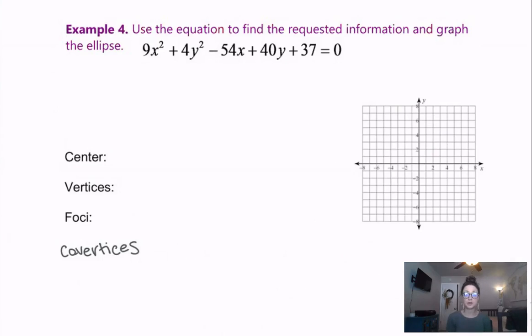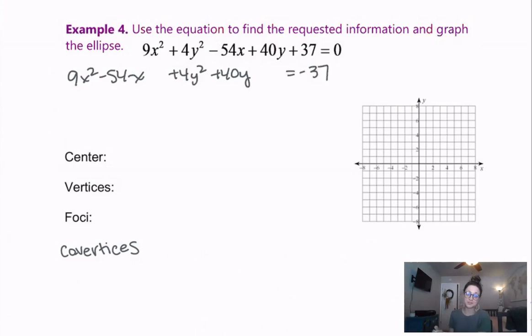Okay, so you maybe notice this is similar to that first one we did on the circle. All our x's and y's are together, so we're going to start out very similar to how we did that circle. Collect your x's: we've got 9x squared minus 54x, leave a little bit of space. And then collect your y's, so plus 4y squared plus 40y, leave a little bit of space. And then we'll have negative 37 on the right-hand side.